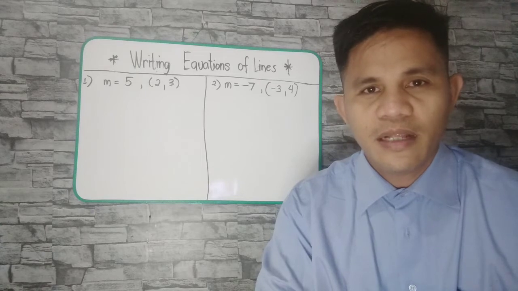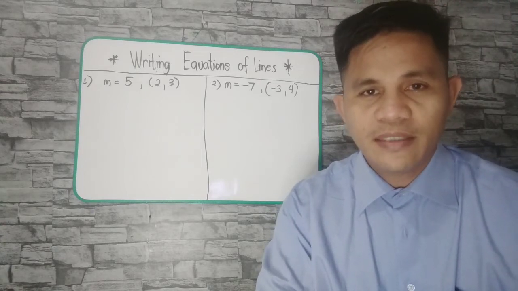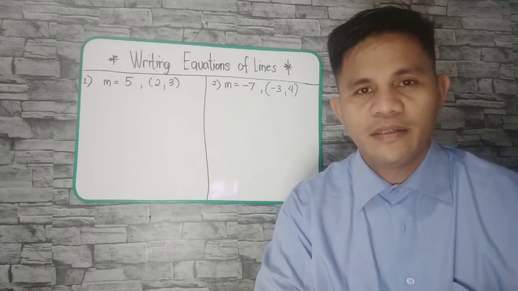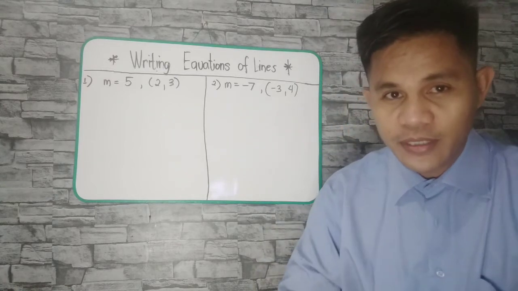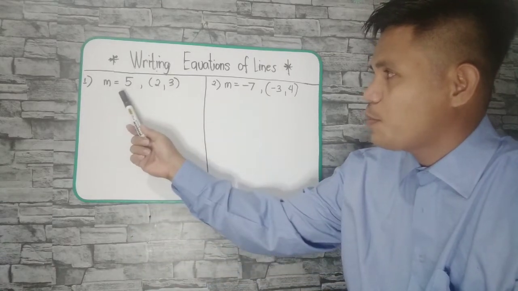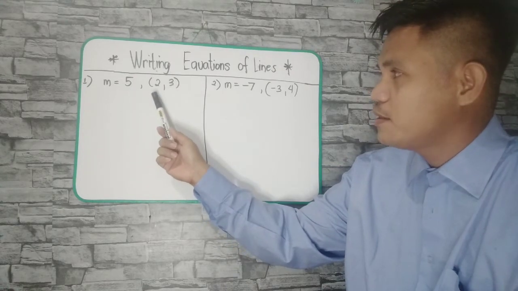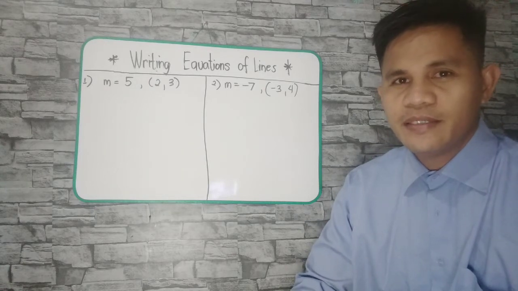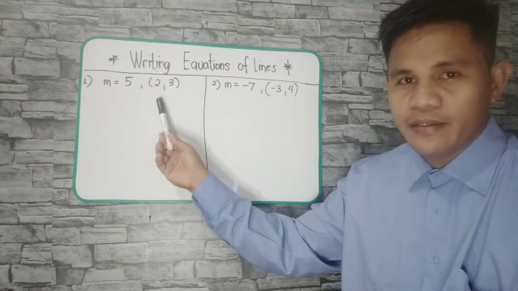In today's lesson, I'll be teaching you about writing equations of lines given the slope and any point of the line. Suppose we have two problems here. Let's try to answer the first example. We have the slope is positive 5 and a coordinate (2, 3). So how are we going to write a linear equation given this slope and a coordinate?